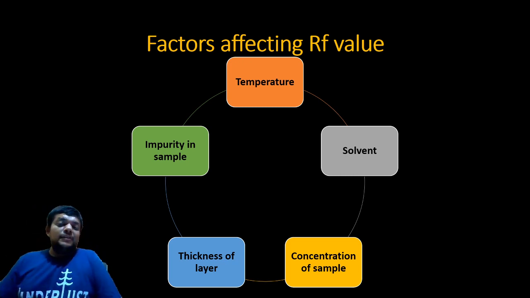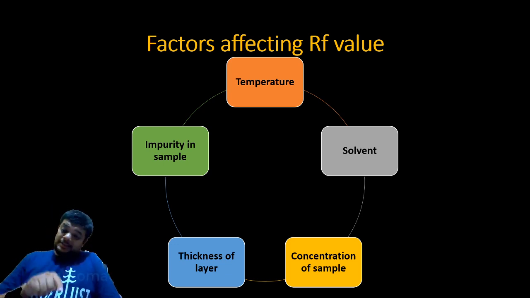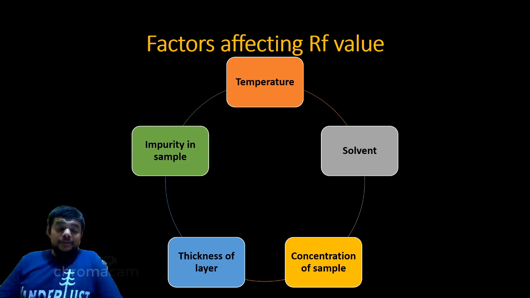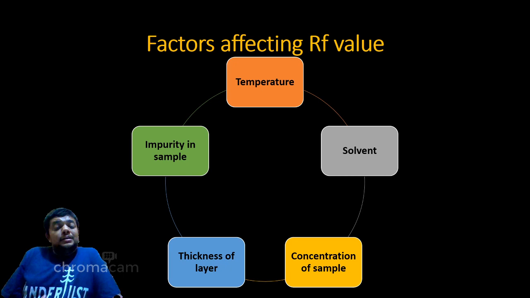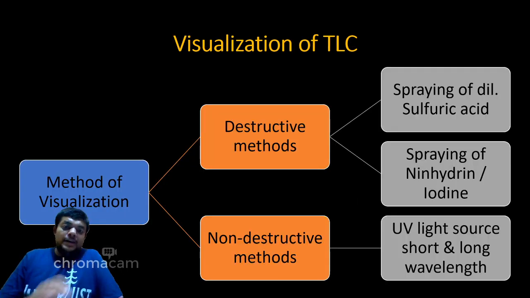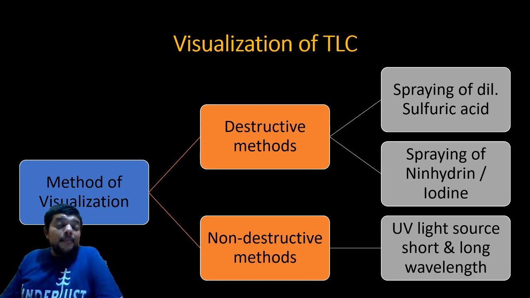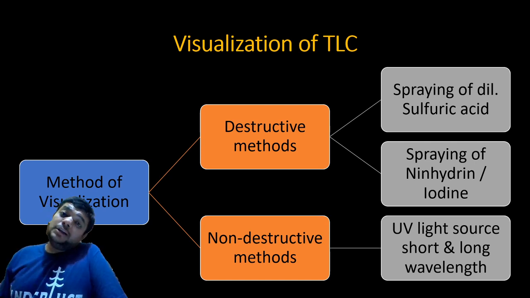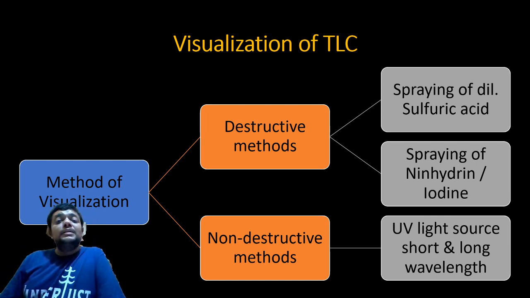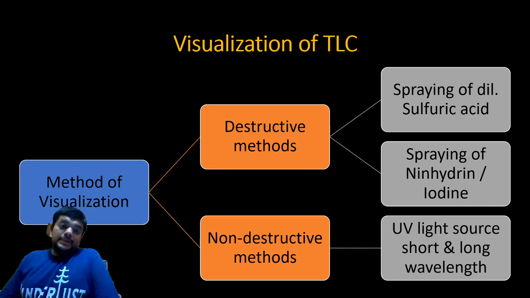So these are the important factors that might affect the value of the RF, might affect the distance that a sample travels. So friends, how can we know the distance traveled by the samples? If the samples are colored, sometimes you can see with your naked eyes. But if the samples are not colored, you have different methods of visualizing the samples.